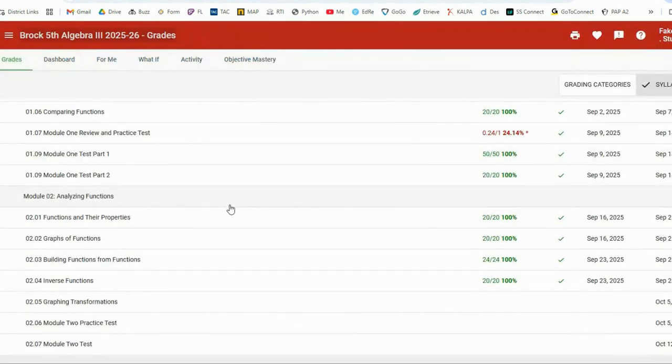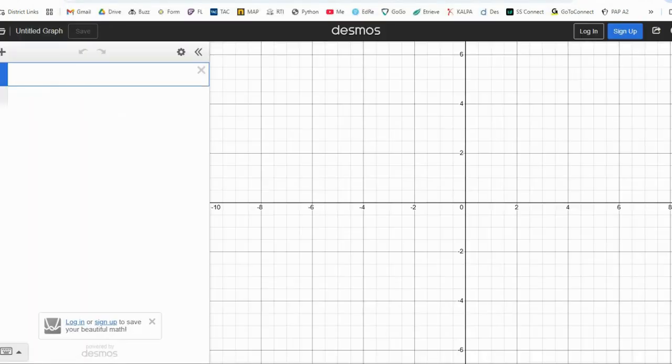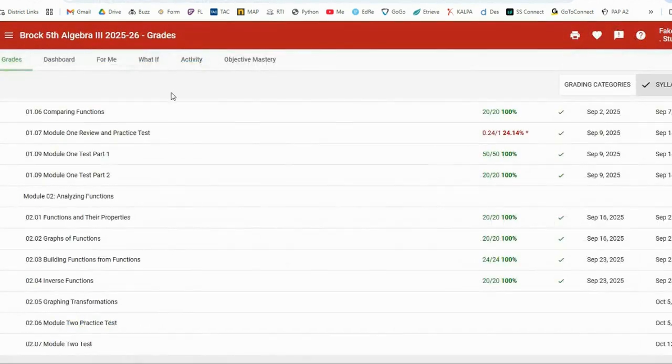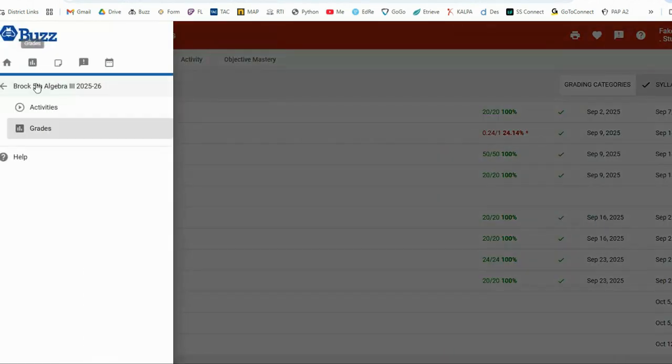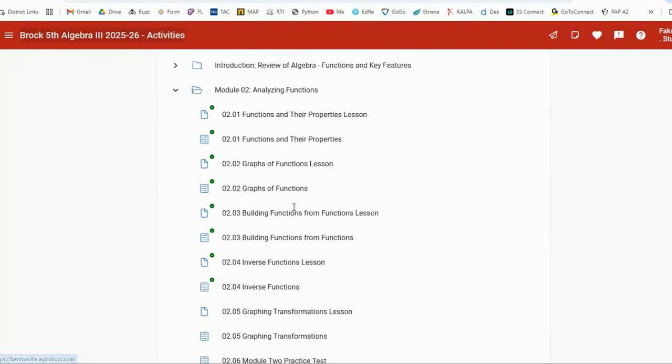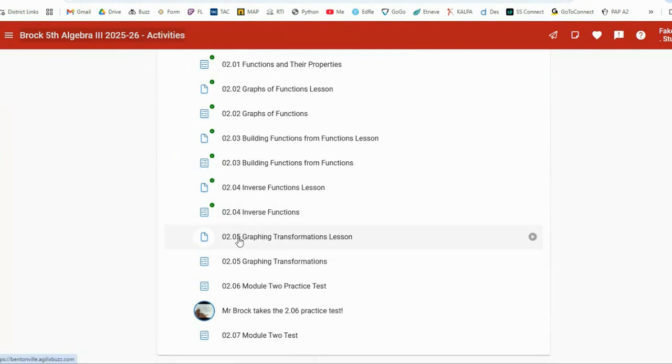All right, we're going to look at the graphing transformations lesson this week. Since we're graphing, that's probably going to be Desmos, so let me open up the Desmos window. You ready for that? Okay, 2.05, graphing transformations lesson.